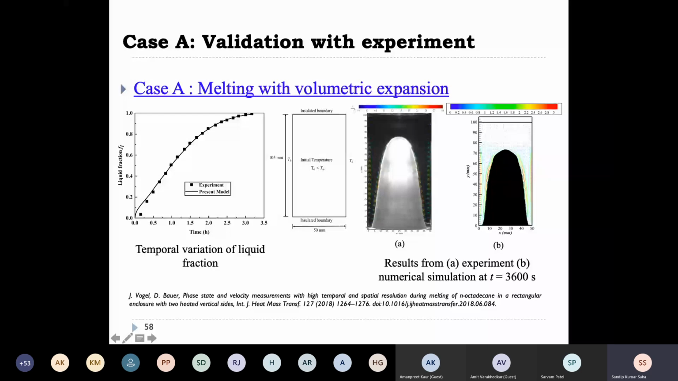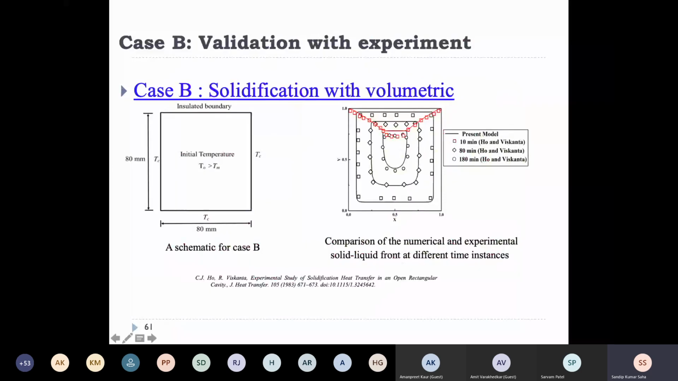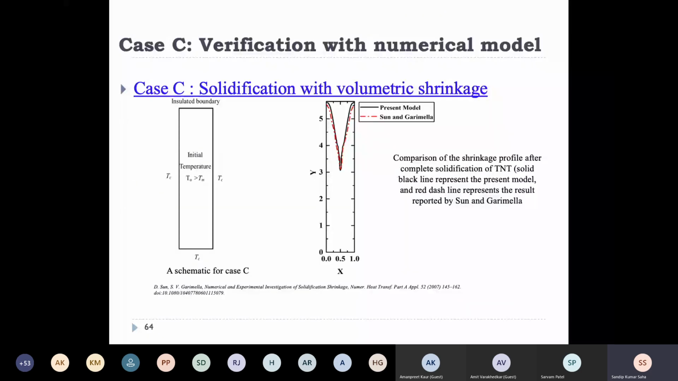And that was during melting, and this is during solidification, which also shows very good matching with the new experiments. And if I see the shrinkage in a container, this is a verification, I should say, because remember, validation is with experiment, verification is with numerical model. San and Garimella had done this model using Fluent, which we have now done with our shrinkage model, as well as a generalized model, and we have implemented this in OpenFOAM. So this is showing a fairly good match with this result.